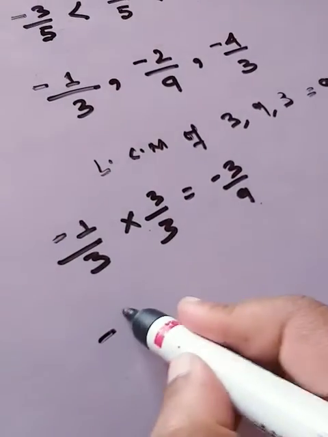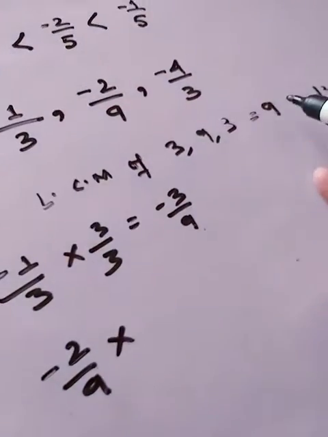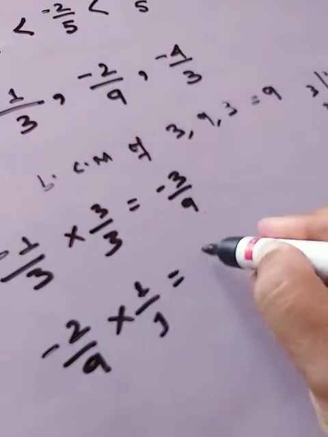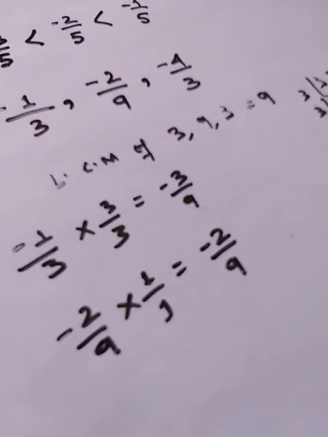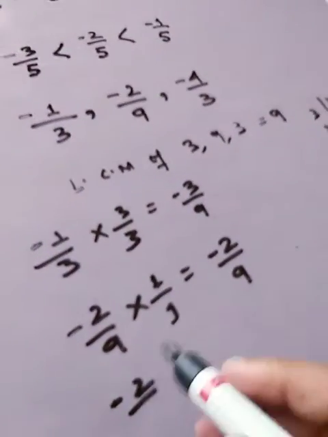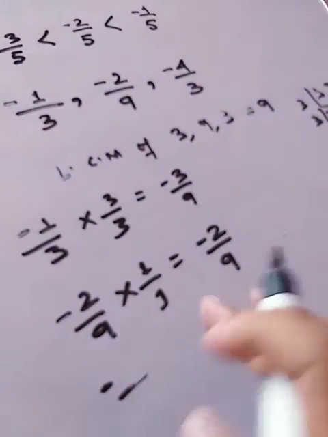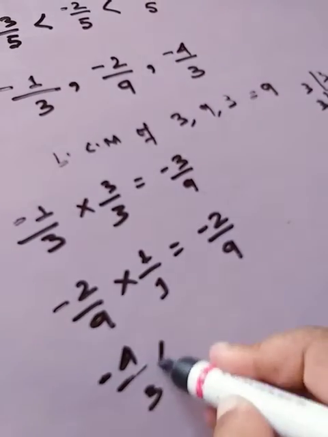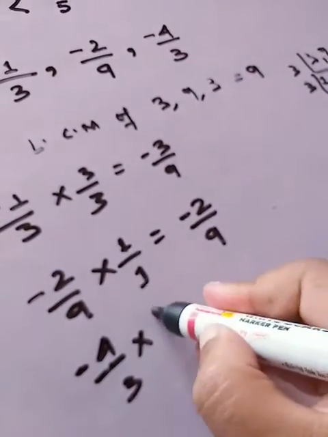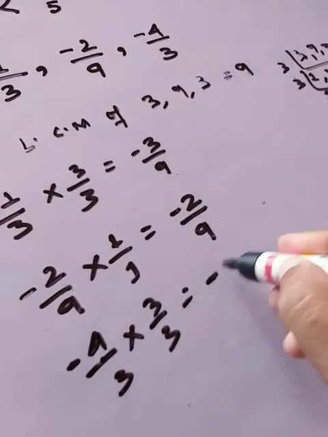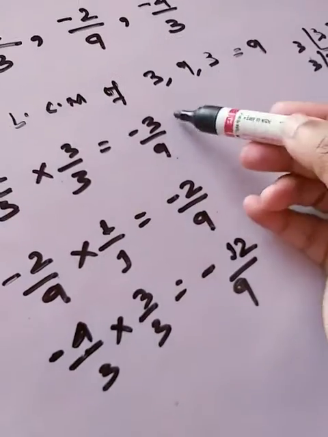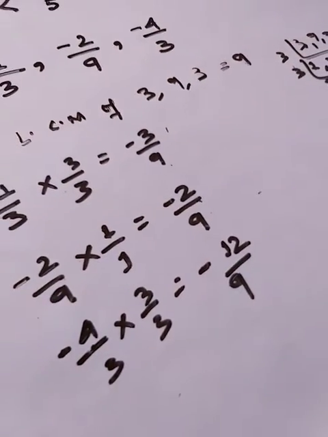The same thing we'll do with the second rational number. Its denominator is 9, so 9 divided by 9 is 1. So we have to multiply 1 with both the numerator and the denominator. Now let's go for the third one. It is -4/3. Now if I divide 9 by 3, the answer is 3. So multiply 3 with both the numerator and the denominator. So the answer is -12/9. Now you see all the rational numbers are carrying the same denominators.